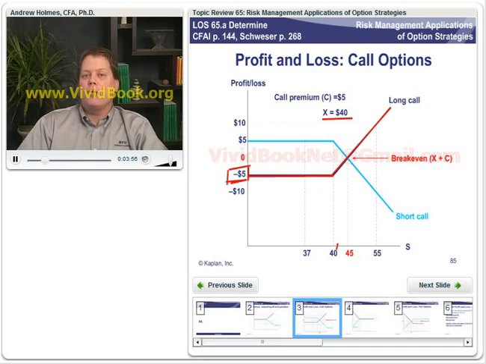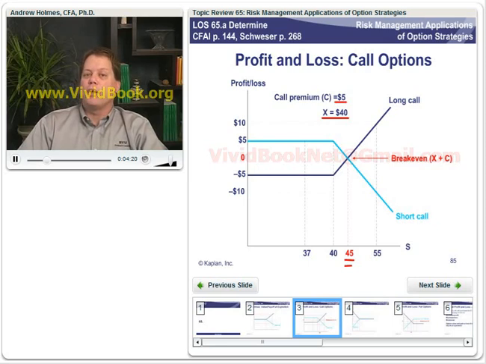So at $41, I'm still going to be losing money over here, but I'm going to be losing less. So when you buy a call option with an exercise price of $40 and you pay $5 for it, what you're really betting is that the price is going to end up above 45. That is the exercise price plus the call premium. So that is the break-even point.